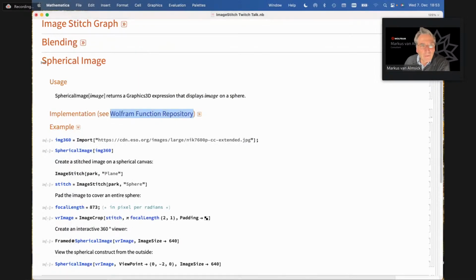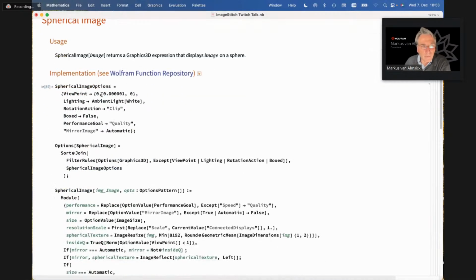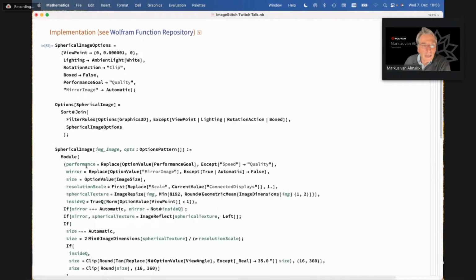I have taken this spherical image function and submitted that to the function repository. But for today's scenario here, I basically have the implementation readily available. Spherical image basically is the following.